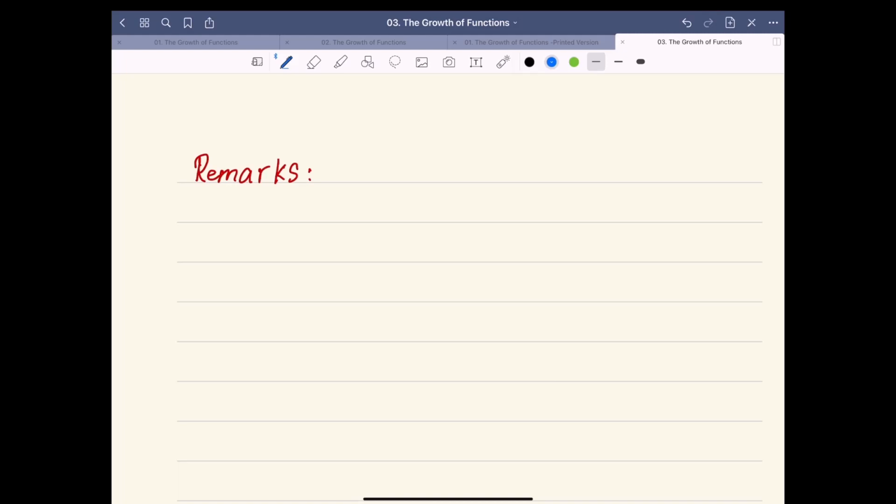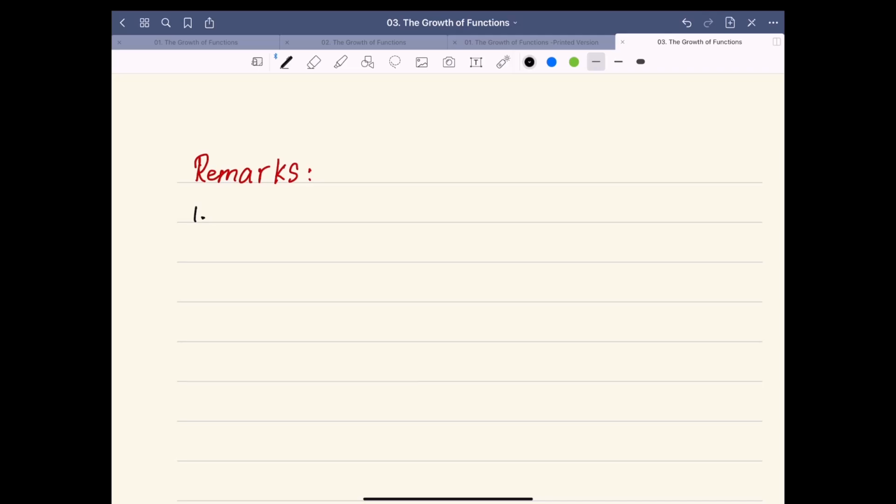Before we close the discussion on using the basic definition of each of the three notations, big O, big omega, and big theta, we need to have the following remarks. First remark: to compare two functions, in particular the running time, and tell which one is larger or grows faster than the other one, we can use the following equivalent notations.